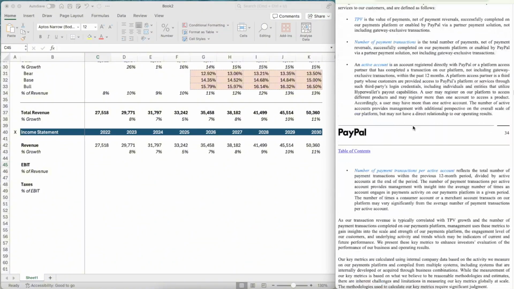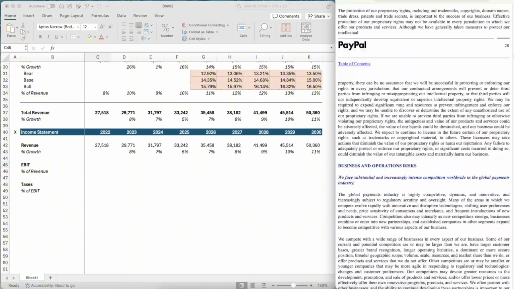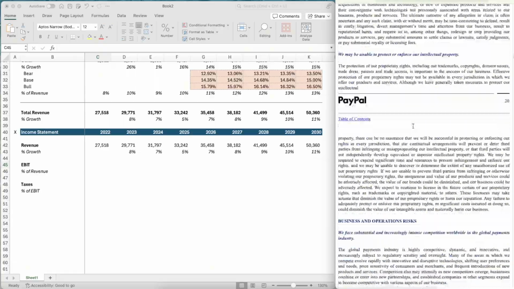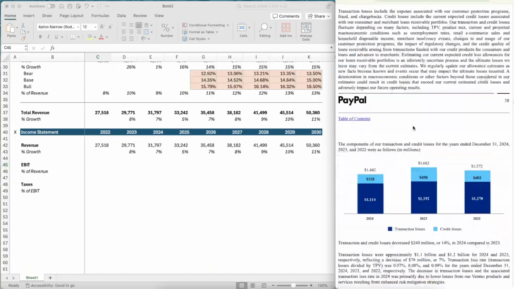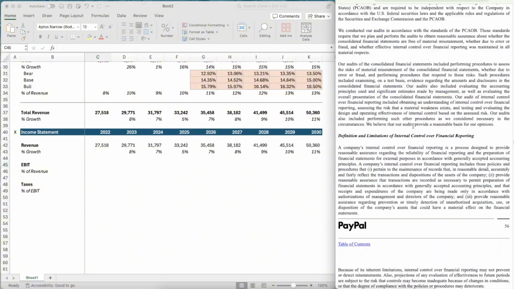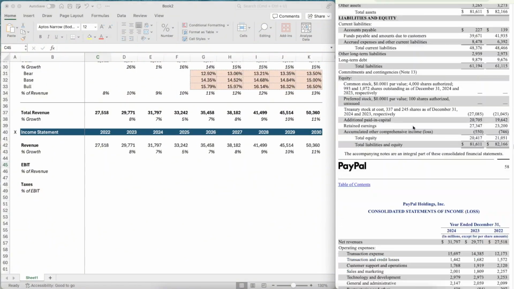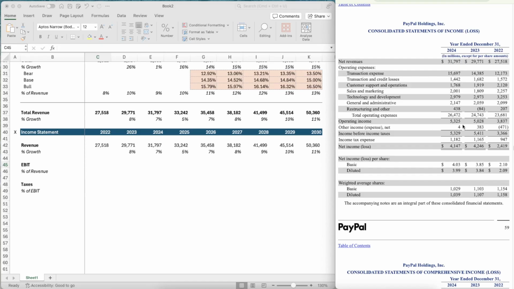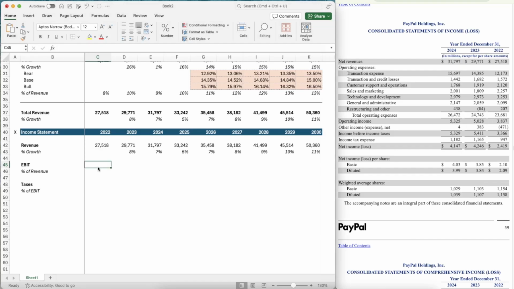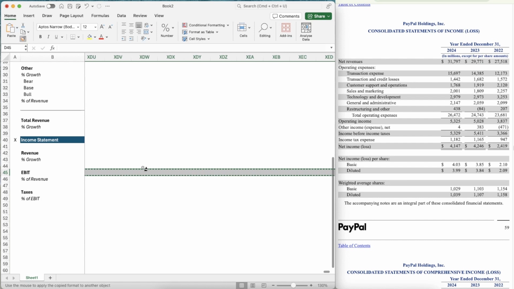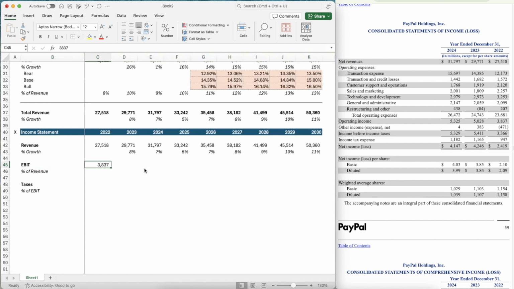But we want to start with the 10-K. It usually puts the full income statement at the end. That's the balance sheet. Here we are. Operating income. So 3837. I got that right? Yeah, 3837. Then 3837, then 5411, 5329.